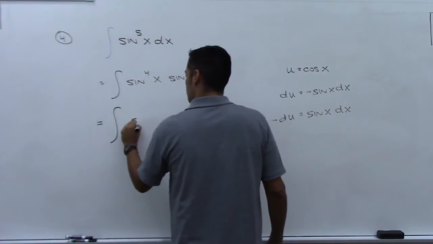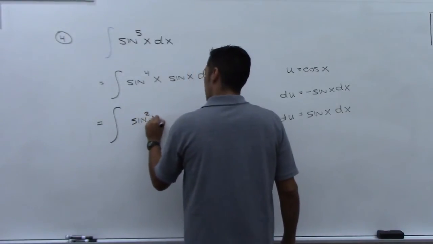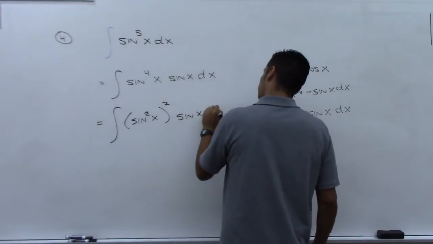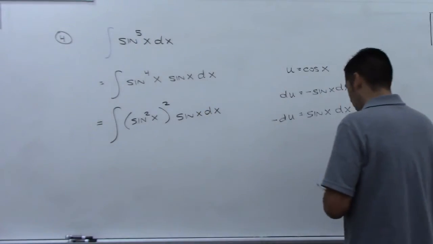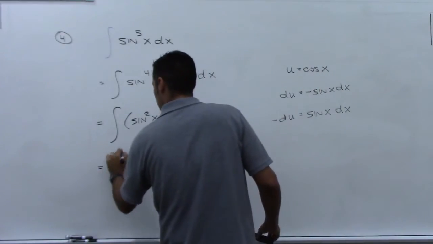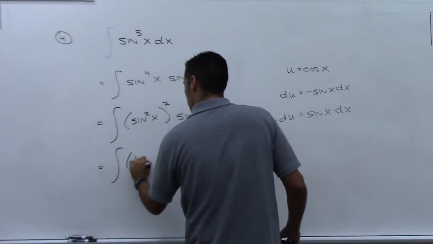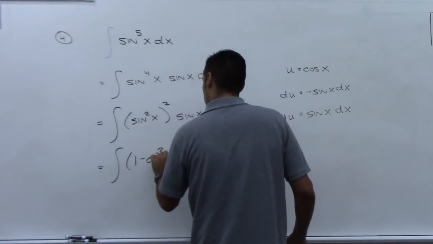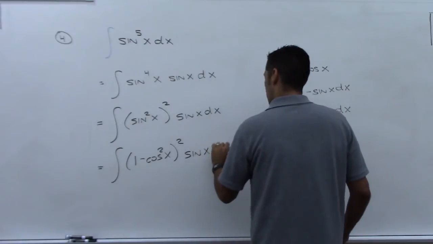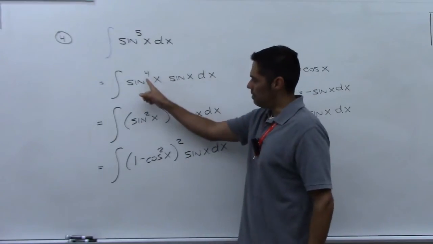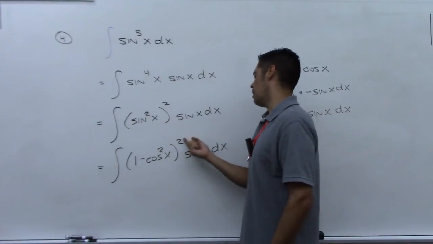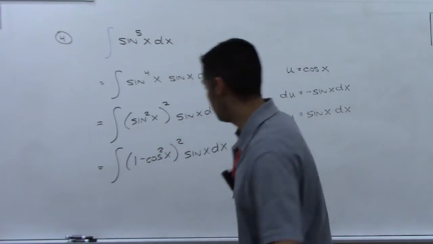So this sine to the fourth is sine squared x squared. Then I have sine x dx. So these markers are good, but they don't last very long. And now this is integral 1 minus cosine squared x squared times sine x dx. So sine to the fourth is sine squared squared. Sine squared is 1 minus cosine squared, and then squared. So now I should be in business.